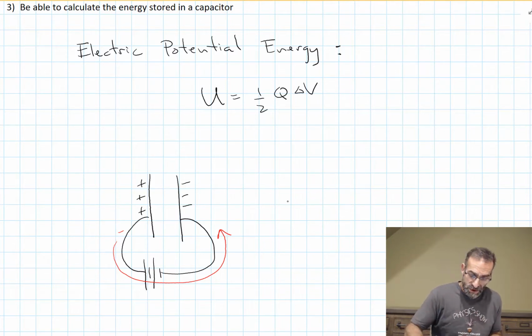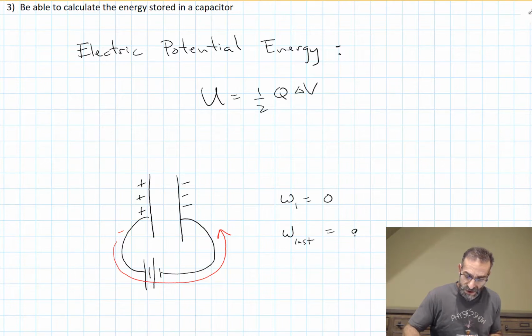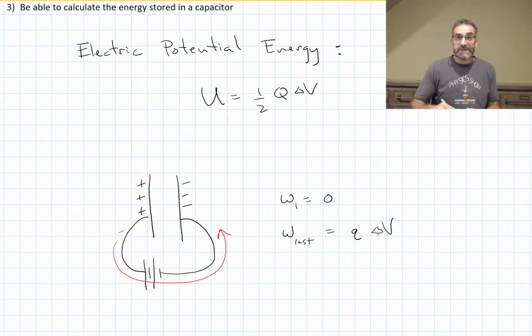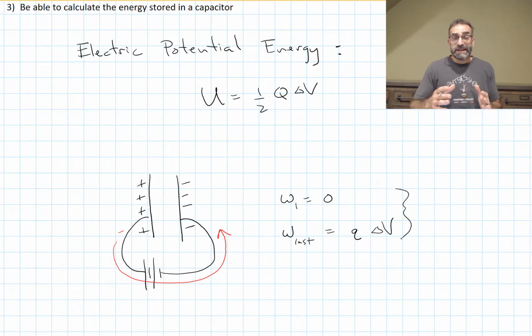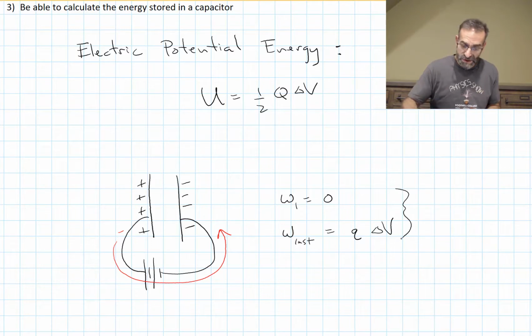So the very first charge, the work done was 0. And the very last charge, the work done was the charge times the potential difference delta V. And when you average it all out, over the whole course of charging this capacitor, moving all the charges over, you get 1/2 times the total charge times the potential difference.